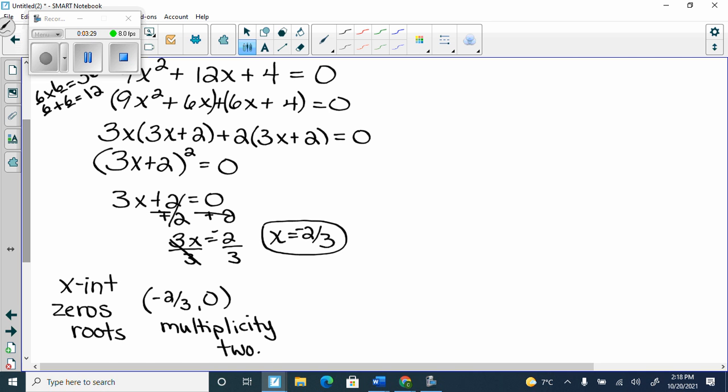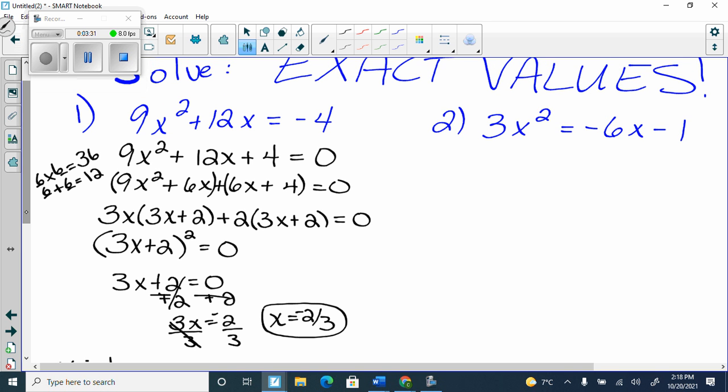Now, this one we have to add the 6 over and add the 1. 3x squared plus 6x plus 1 equals 0. And then we try and factor. Something multiplies to give me 3 and adds to 6? Oh, it's never going to happen. Not going to happen. So this is my A, this is my B, this is my C.